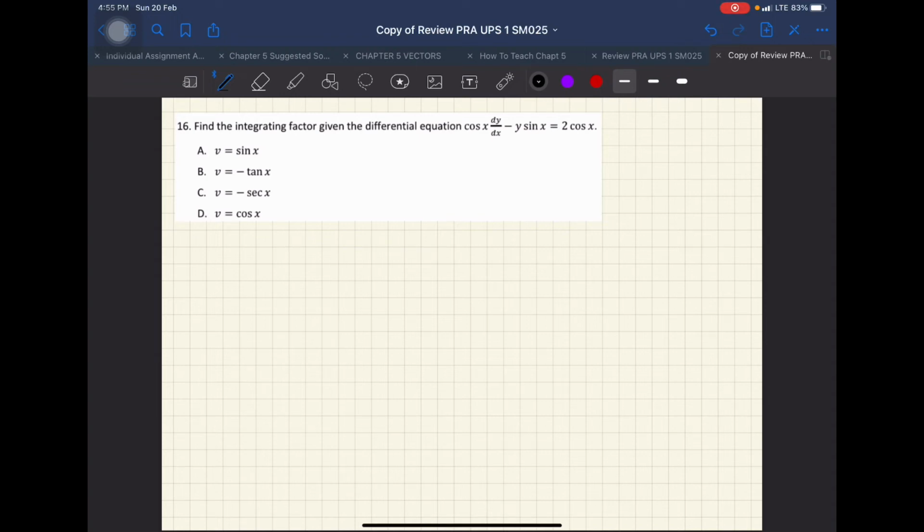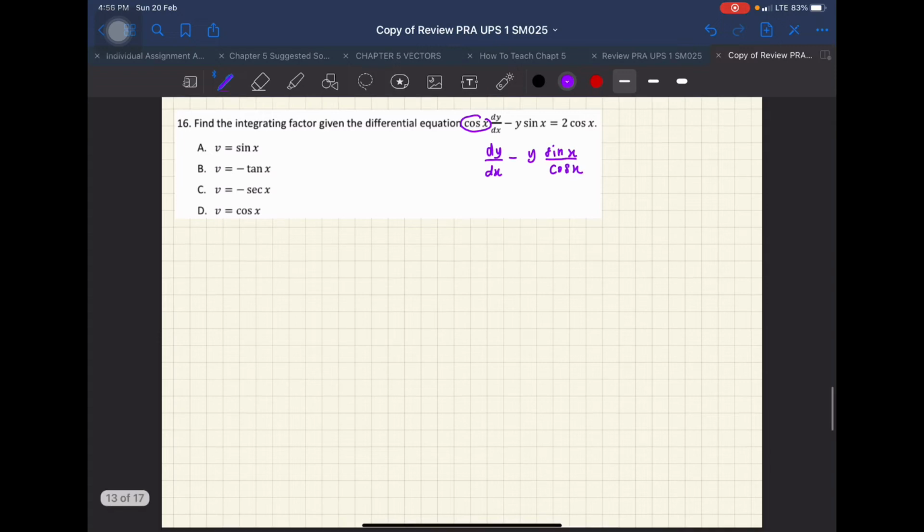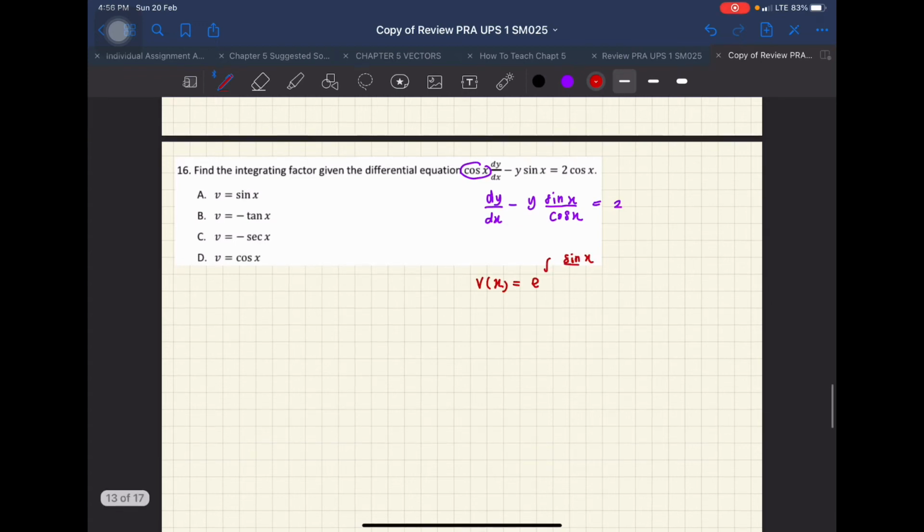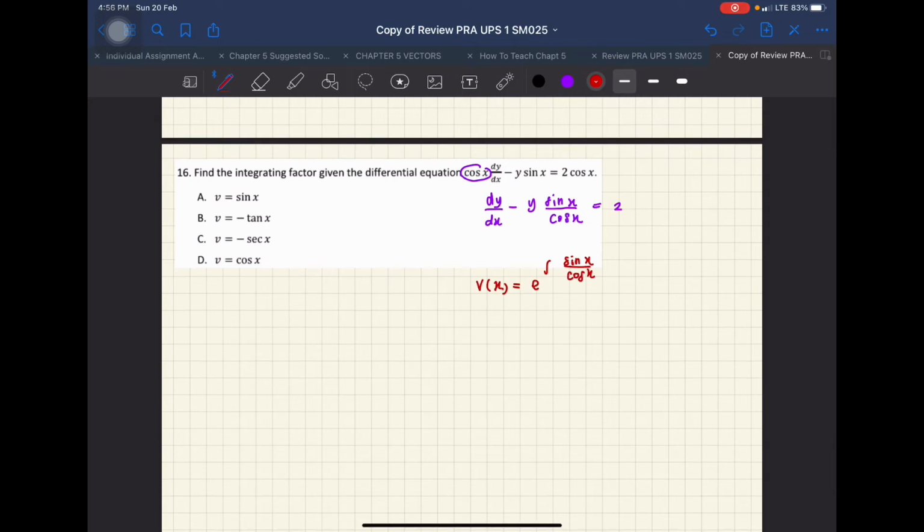Okay, so we will put it in standard form first. So you need to divide everything by cos x. So you get dy dx minus y sin x over cos x equal to 2. Okay, so your Vx, since they ask for the integrating factor, Vx is equal to e to the power of the integral of sin x over cos x dx. Okay, but don't forget there's a negative over here. So there must be a negative on top of that.